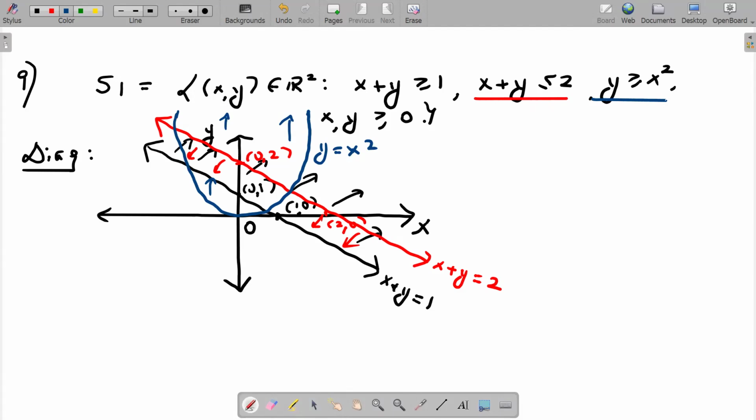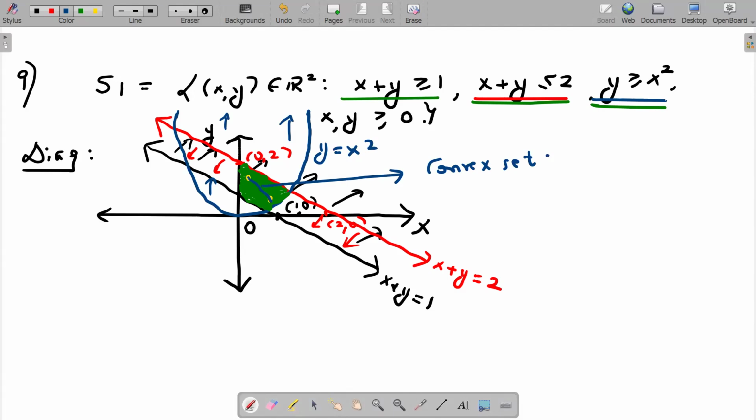So if you carefully look at this green area now, which I am shading, this green area is satisfying the inequality x plus y greater than equal to 1. It is satisfying the inequality that x plus y should be less than equal to 2. And it is satisfying the inequality y greater than equal to x square. Okay, and you can clearly see that it's a convex set. If you take any 2 points in this green area, anywhere, and join them, the whole line segment lies within the set. So this is a convex set. So S1 is convex.